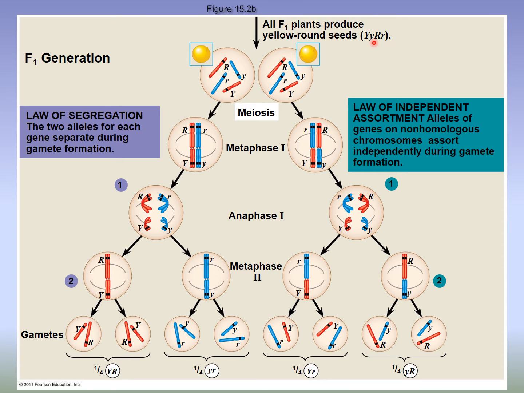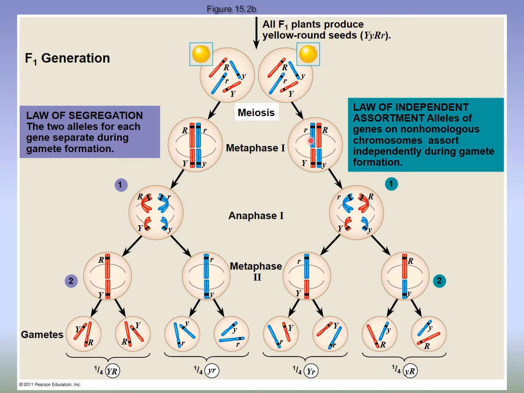You technically should not have to do a Punnett square for this. But let's look at the process of meiosis during cell division in these heterozygotes. So we can relate the law of segregation and the law of independent assortment. The law of segregation basically states that the two alleles for each of the genes separate during gamete formation, and you can see them separated down here. And the law of independent assortment basically states that the alleles of genes on non-homologous chromosomes, you can see right here, assort independently during gamete formation.